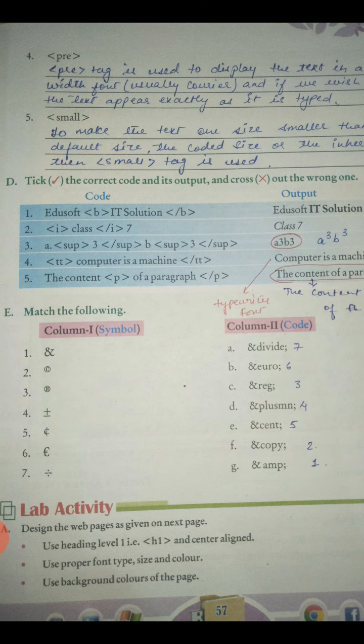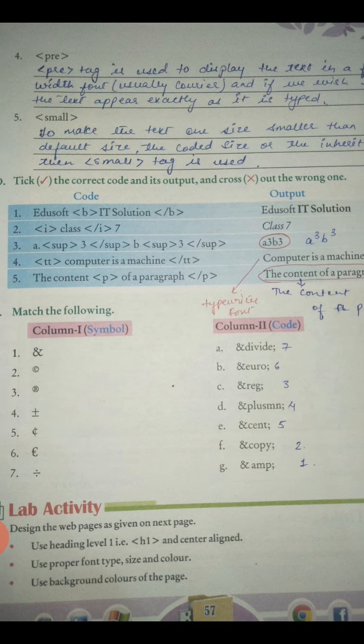The next question is the fourth question. TT tag. TT tag is used for typewriter font. Here the content written is computer is a machine. It should be in typewriter form, but it is not written in typewriter form. It is normal font. So the answer will be wrong.